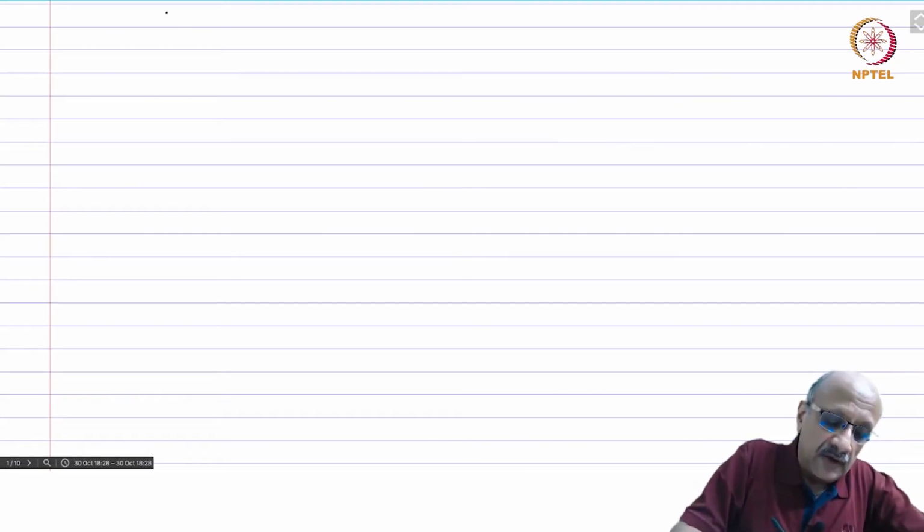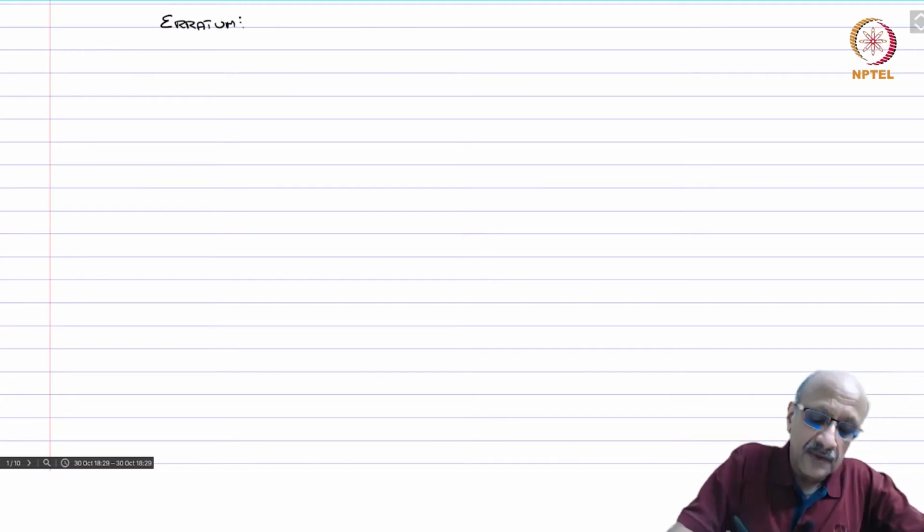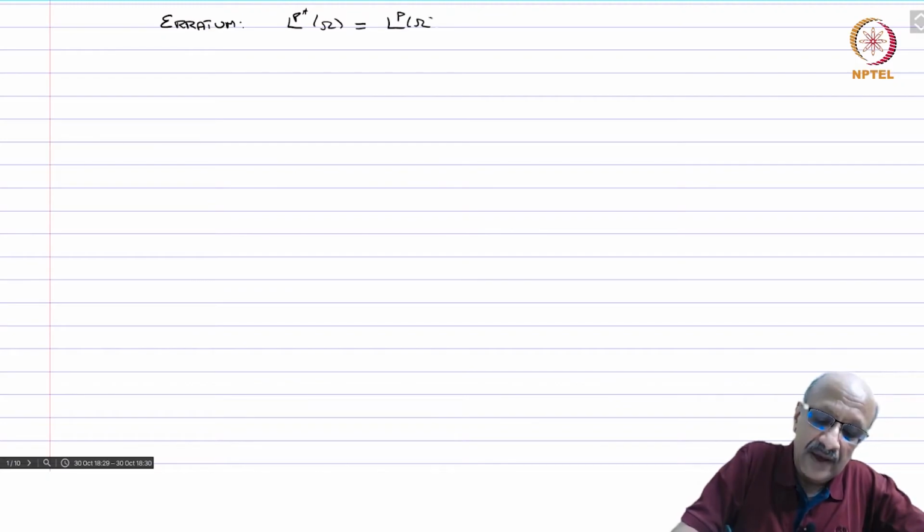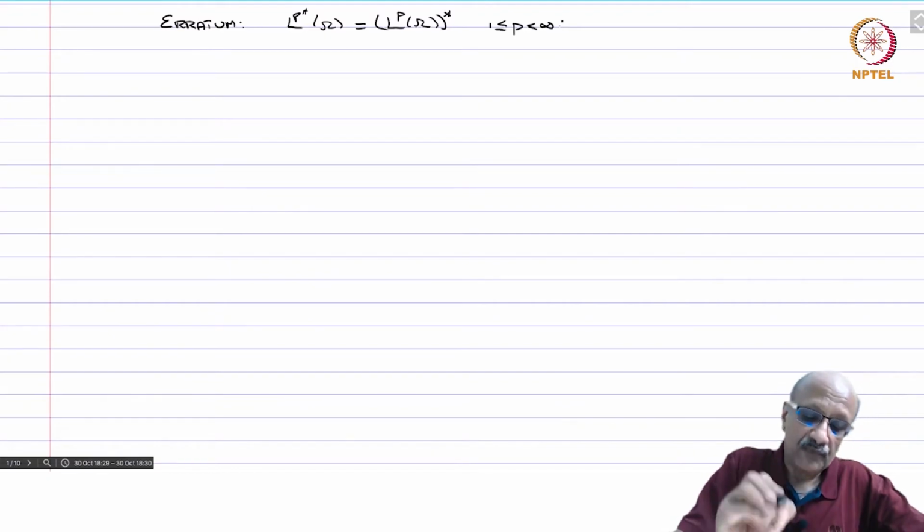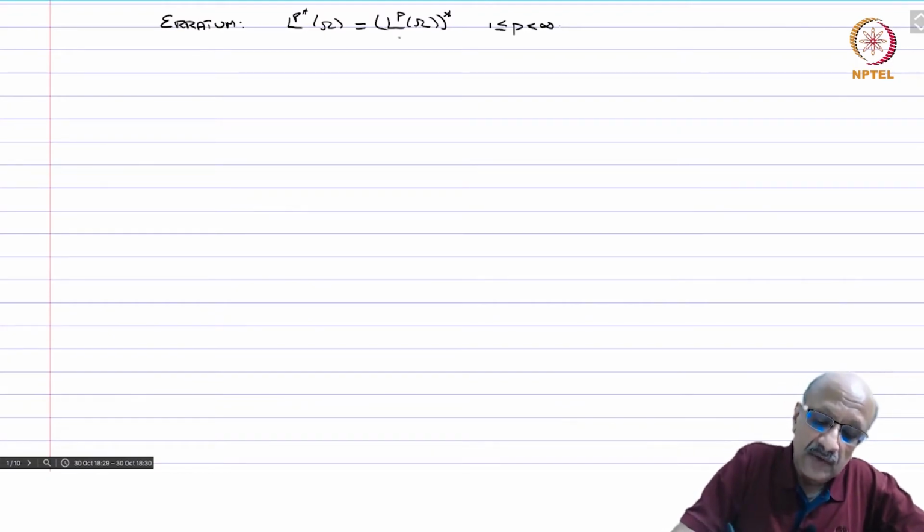Before I start, I just have one correction to make, erratum. In the last lecture, just before proving Young's inequality, I summarized the results of L^p(Ω). I wrote L^p star of Ω equals L^p of Ω by mistake. This should actually be L^p(Ω) star, for 1 ≤ p < ∞. Okay, so this is the correction which you should do.